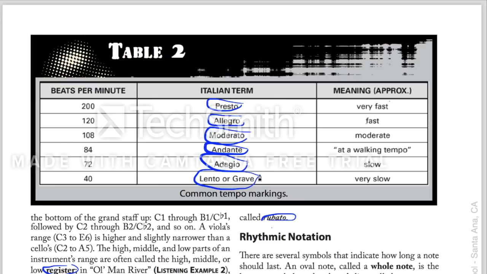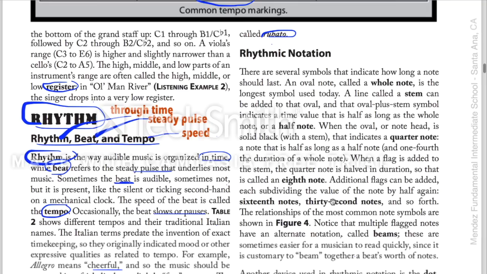Now, you don't have to remember the number of beats per minute for each of these terms. However, you do have to know which one's the fastest versus which is the slowest. Now let's talk about rhythmic notation. There are several symbols that indicate how long a note should last. An oval note called a whole note is the longest symbol used today. A line called a stem can be added to the oval, and that oval plus stem symbol indicates a time value that is half as long as the whole note or a half note.